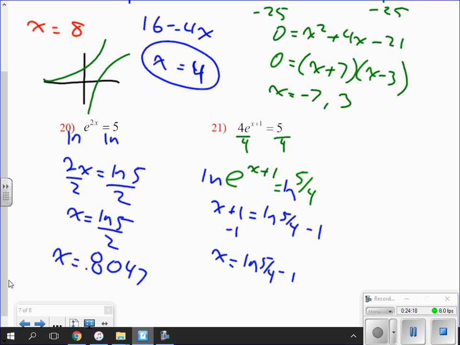And you end up getting for this one, x equals negative 0.7769. Logarithms can be negative. You cannot take the log of a negative number, but you can get a log that is negative. If what you're taking the log of is a number less than 1, you will get a negative number.